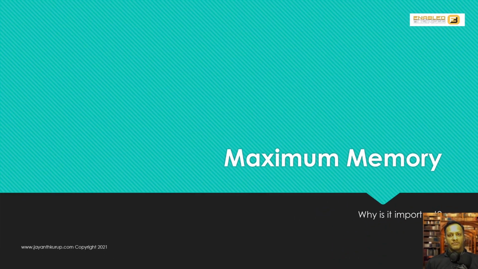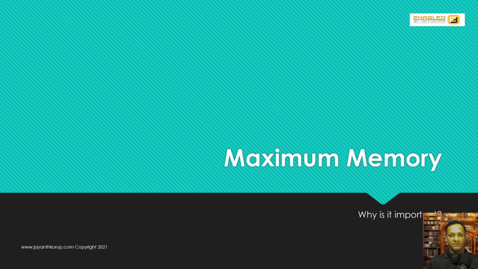Next, let's talk about maximum memory. Now, the maximum memory is basically the threshold or the upper limit that SQL Server can use. So essentially what it means is that even though your system may have maybe 64 gigabytes of RAM, SQL Server is committing that it will not consume more than, say, 32 gigabytes if that's what you've set as the maximum memory value.